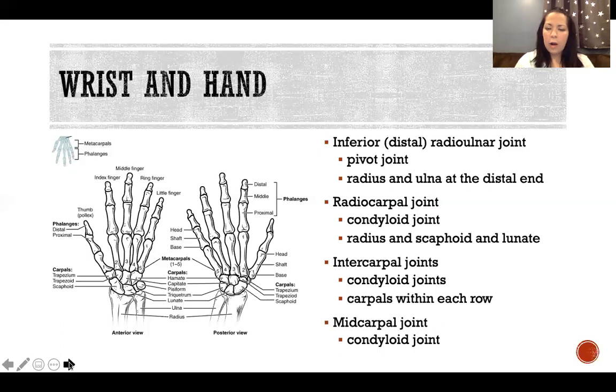Then we have the midcarpal joint, it's another condyloid joint, and that's the articulation between the 2 rows. Okay, so 2 rows of 4 carpals each, and the articulation between the first row and the second row, that is the midcarpal joint.